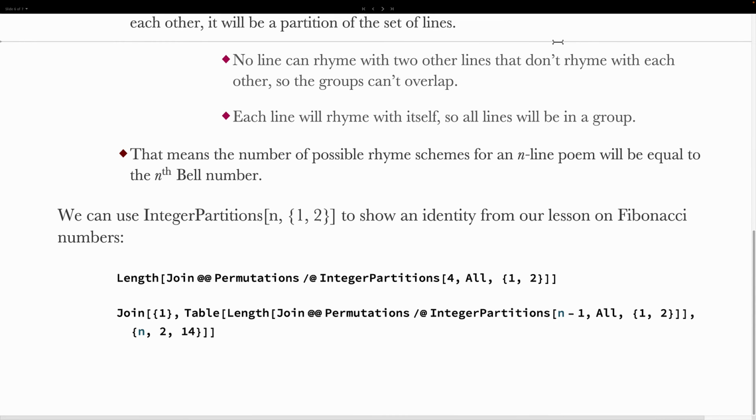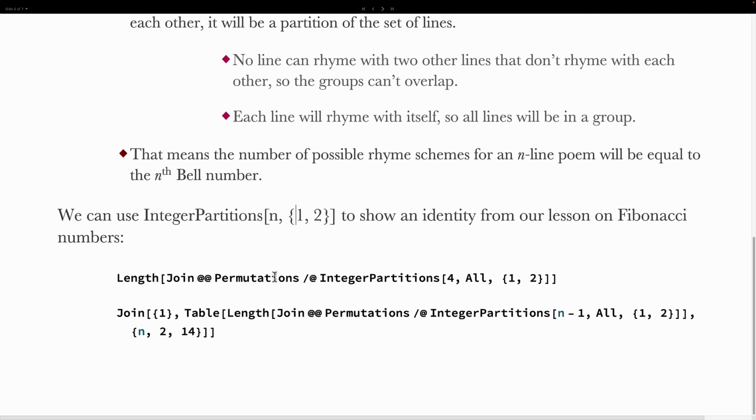Moving on to my favorite thing in this presentation, we can use integer partitions of n, 1, 2 to show an identity that we learned in the lesson on Fibonacci numbers. Now this piece of code is hard to digest, but it'll make more sense if we go through each individual bit. First, we take integer partitions of 4, 1, 2, which lists out every possible integer partition of 4, except only using the numbers 1 and 2.